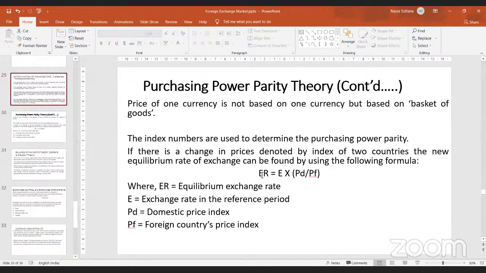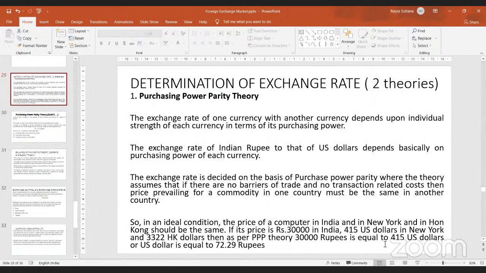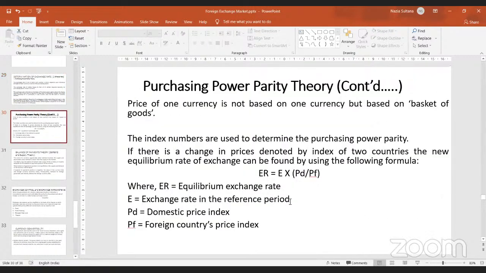How do you determine, as I said, how do you determine that 30,000 rupees is $415? You determine it by applying this formula here. Exchange rate in the reference period, domestic currency's price index, foreign currency's price index. Keeping this in this equation, you will get the purchasing power parity theory, which will determine the equilibrium exchange rate of foreign countries' currencies. This is the first theory which is backing your foreign currency transactions.